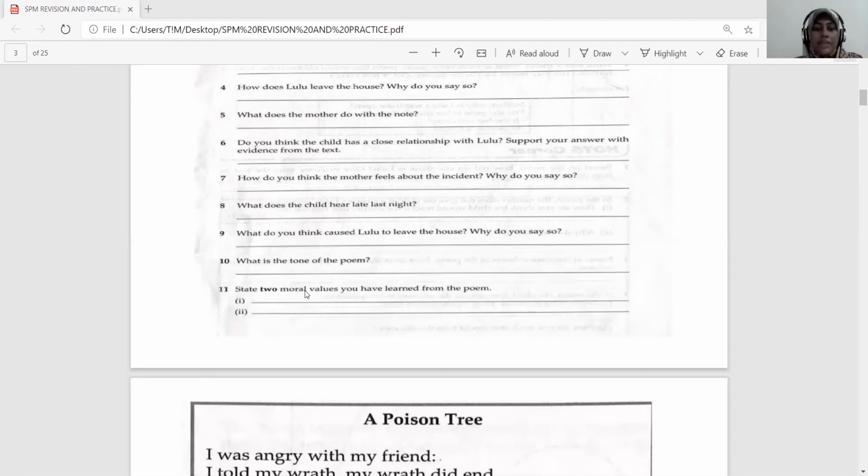All right, number 11. State two moral values you have learned from the poem. Two moral values. We should love our family. Very good. We must not leave the home because it is not a solution. We should appreciate our parents' love and care. Exactly. It's about family love. All right. Very good.